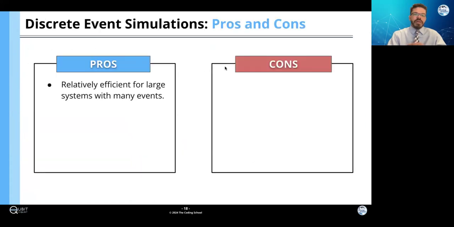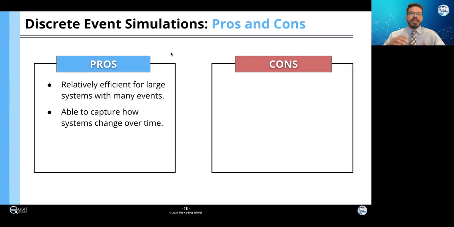Okay, so the pros of discrete event. It's relatively efficient for large systems with many events. So you can think of a large number of qubits, right? And lots of noise or decoherence events, in some sense. You can see sort of a time series type of emergence happen. So instead of applying everything at once like a state vector, you can get a sense of, by looking at your simulation at particular times, what happened and when and how the system changes. And it's particularly useful in quantum networking.